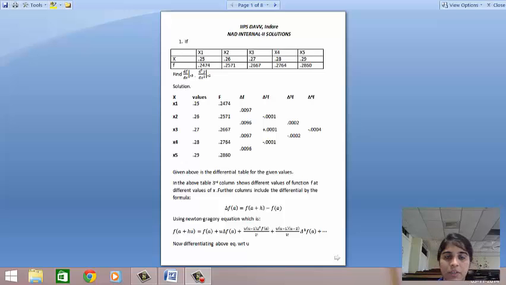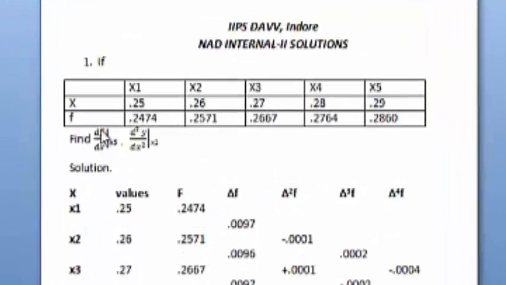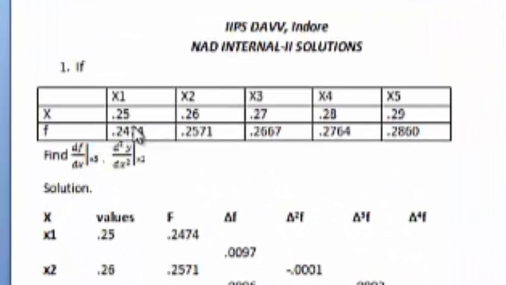First of all, the first question: we are given the values of x, that is x1, x2, x3, x4 and x5, and the values of the function at these values of x. Now we have to calculate the first order differential at x3, that is at 0.27, and the second order differential at x1, that is at 0.25.